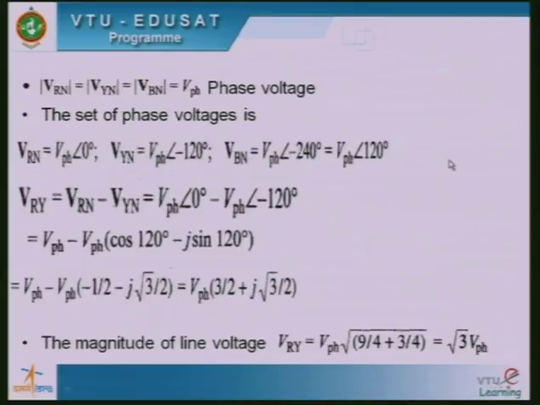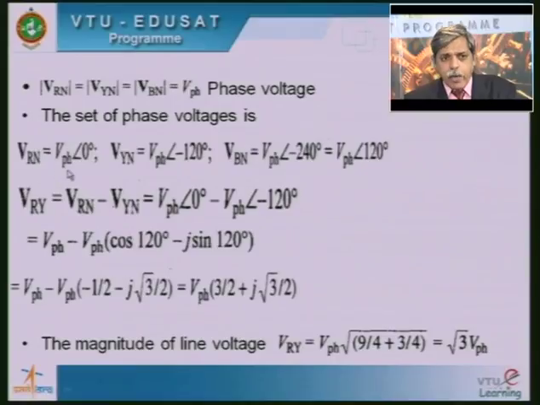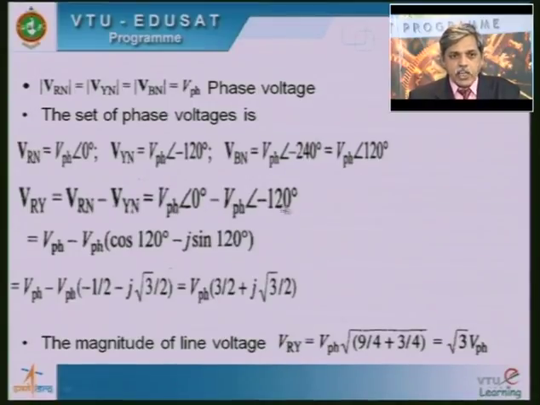Now all three phase voltages have equal magnitude. The set of phase voltages is VRN, I am taking the phase voltage V phase at an angle 0, VYN again phase voltage at an angle of minus 120, VBN V phase at an angle of minus 240, which also can be written as V phase at an angle of plus 120. Now when I substitute these expressions in the line voltage expression VRY, I have VRN minus VYN. So the difference of these two, V phase minus V phase at an angle of minus 120.